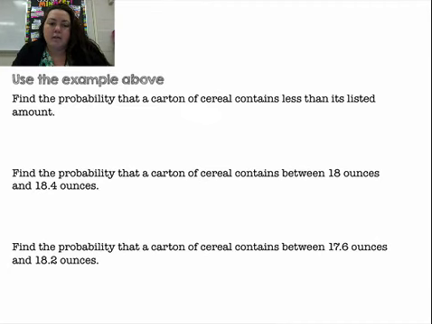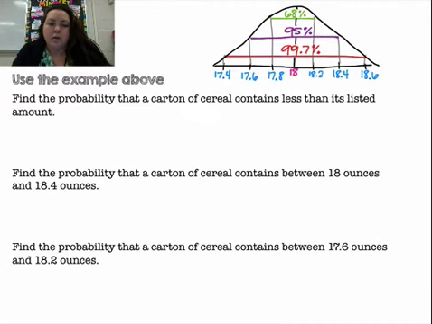Alright, so using the example that we just did, find the probability that a carton of cereal contains less than its listed amount. Well, the listed amount is 18 ounces. If it contains less than that, then it's on that side of the line going down the middle, so we would say that's about 50%.